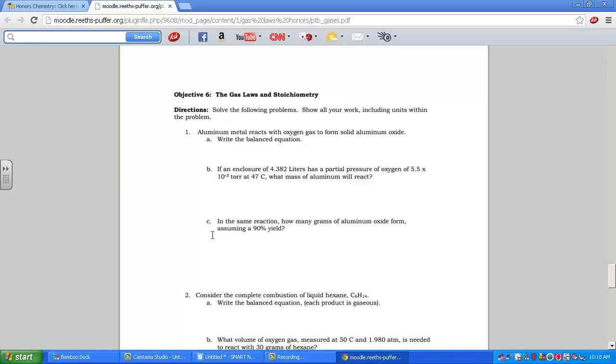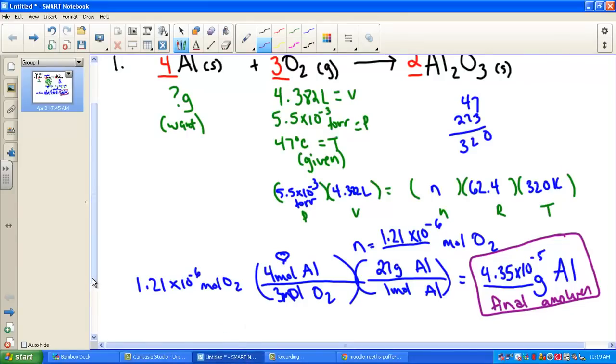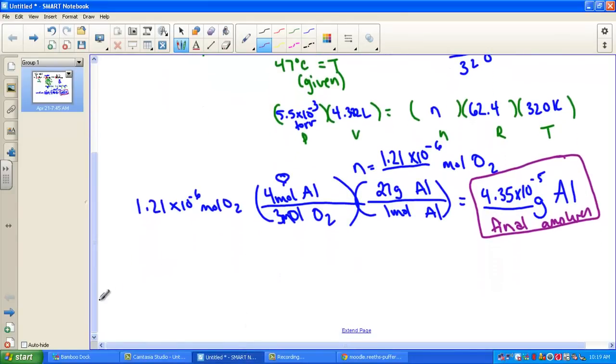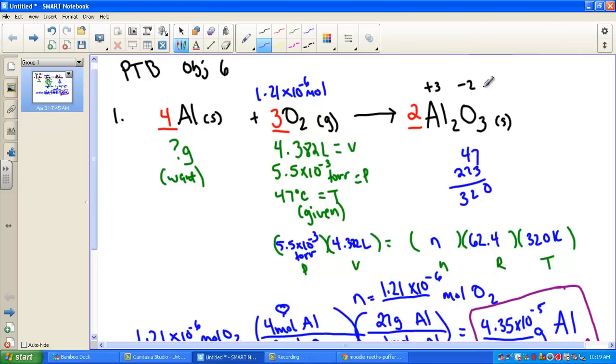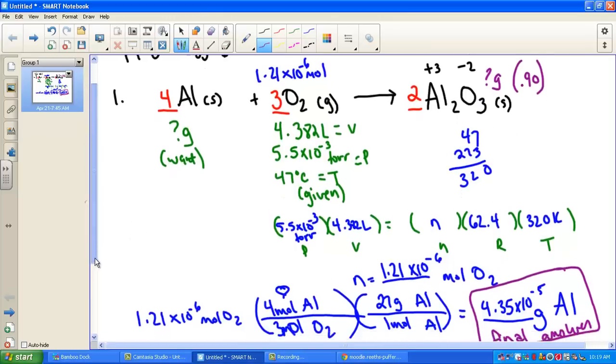That next question, right along with the same recipe: in the same reaction, how many grams of aluminum oxide form, assuming we only have a 90% yield? So 90% is the efficiency of our reaction. So we have a new target. Let me go back to this recipe up here. The target is how many grams of aluminum oxide, how many grams of product, keeping in mind we have a 90% efficiency. We're going to make 90% of our theoretical yield.